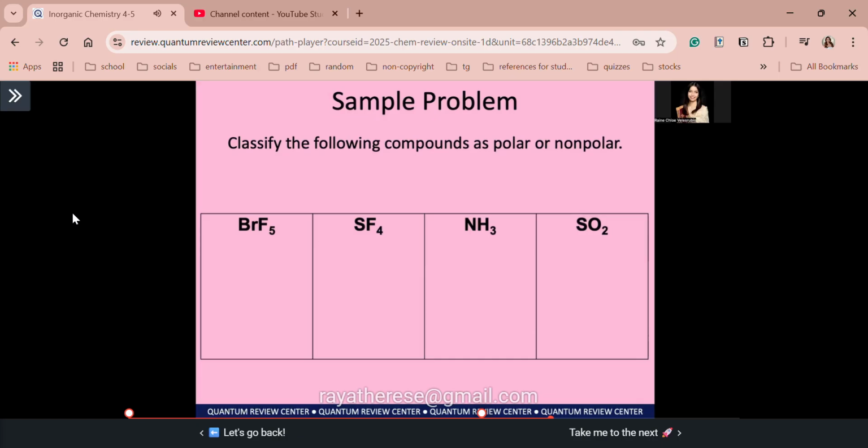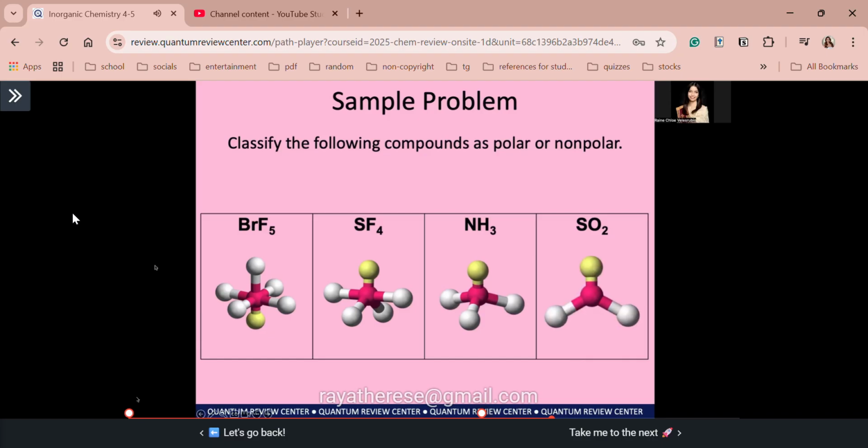Okay, let's answer. So, for bromine pentafluoride, guys, hindi ko na ito i-draw isa-isa, okay? So, this is the 3D geometry. For SF4, ito, ammonia, and sulfur dioxide. Okay, let's recall first. Bromine pentafluoride, it has how many bond pairs? 5 and 1 lone pair. So AX5E1, that corresponds to a square pyramidal molecular geometry. For sulfur tetrafluoride, again, it has a seesaw molecular geometry. For ammonia, it's trigonal pyramidal. And for sulfur dioxide, it's bent.